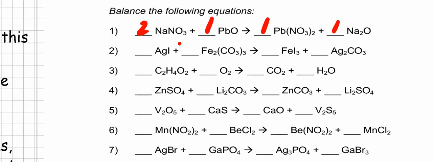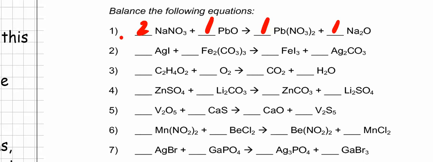Let's go now to oxygen, right? Oxygen is the next one in the line. How many oxygens do I have on the left? Well, I've got 2 times 3, that's 6 oxygens over here, plus 1 more, that's 7 oxygens. Let's take a look at this side. I've got 1 times 3 times 2, that's 6 oxygens here, and 1 more. Oxygen looks balanced. Now let's do lead. Lead has 1 on this side and 1 on this side.